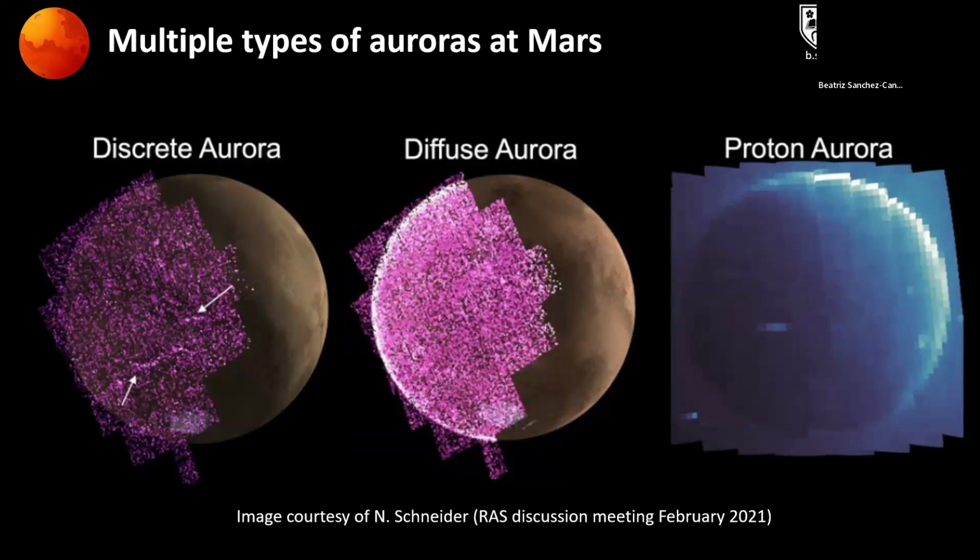So these are pictures from MAVEN, but they were discovered by Mars Express. The discrete aurora happens at the cusp of the crustal fields. So this is like Earth, but just in the southern hemisphere, like in a small area. Then we have the diffuse aurora, which is global.